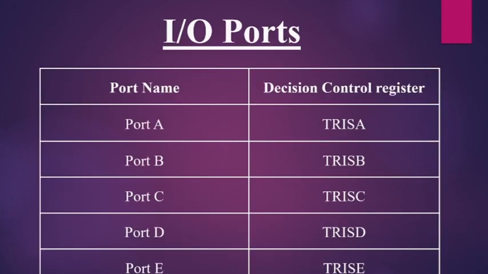Next, I/O ports. There are 5 ports, that is port A, port B, port C, port D, and port E. Direction control registers, that is TRIS A, TRIS B, TRIS C, TRIS D, and TRIS E. TRIS A indicates port A, TRIS B indicates port B, TRIS C indicates the name of port C, TRIS D indicates the name of port D, and TRIS E indicates the name of port E.